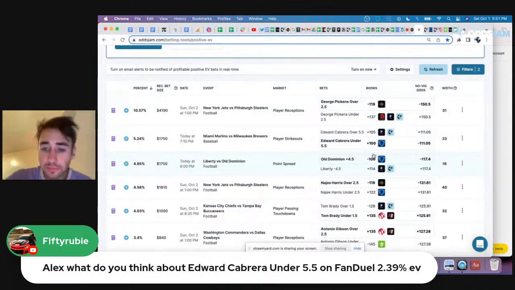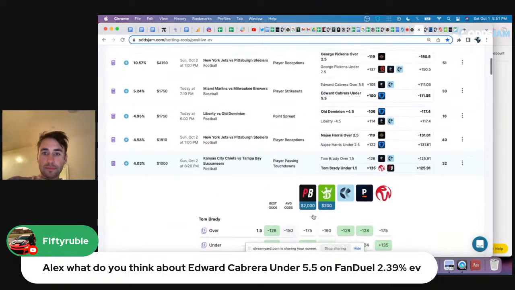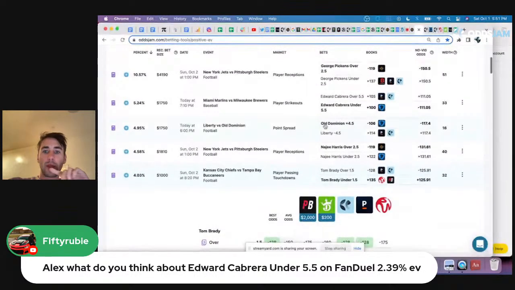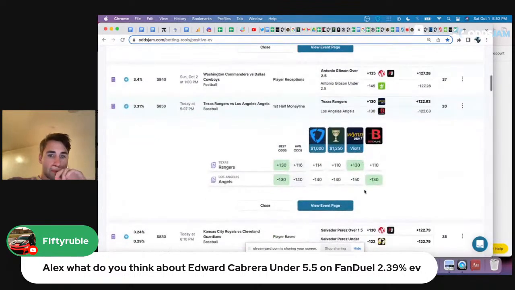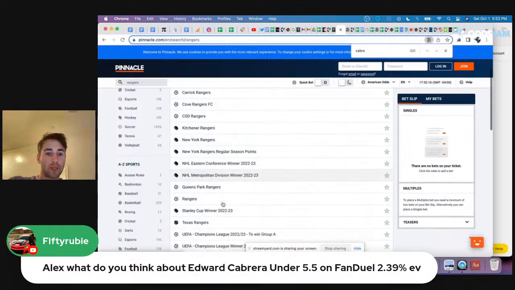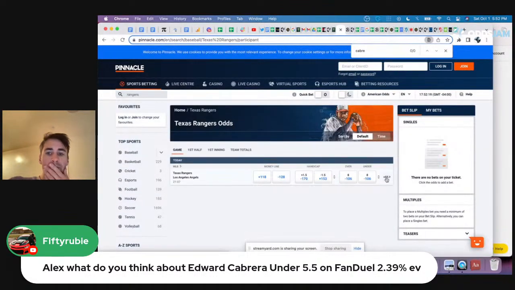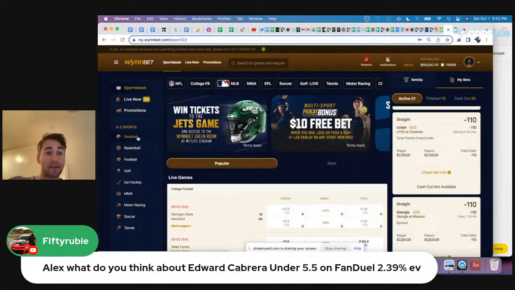Dang. I think I may be getting a cold. Ooh, Tom Brady under 1.5 passing TDs plus 135. That seems pretty good. We hit these two bets already. That looks pretty good. Rangers first half money line. So even though it's called something different, we can just go to the Texas Rangers game and take a look at first half. Plus 130 looks fantastic. So we already have a lot.